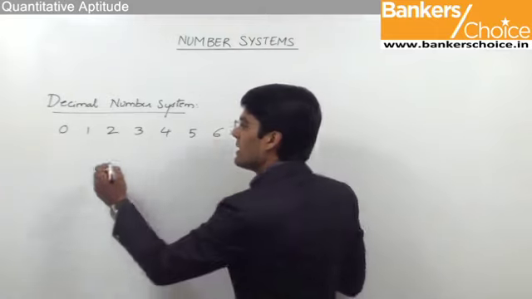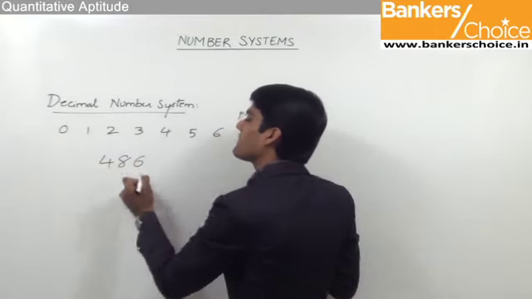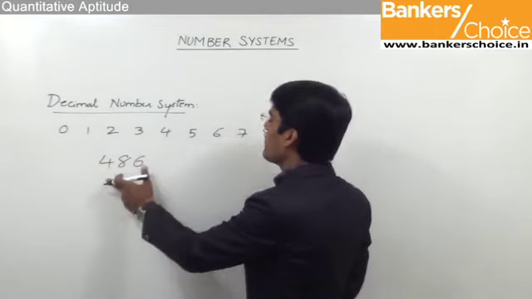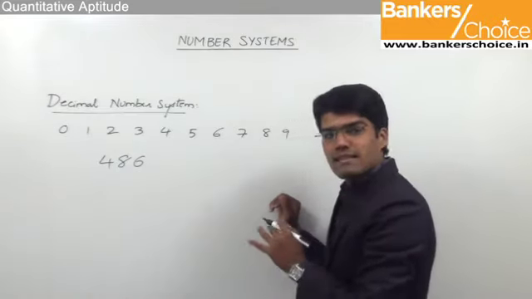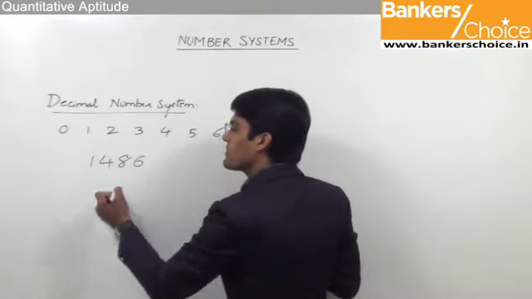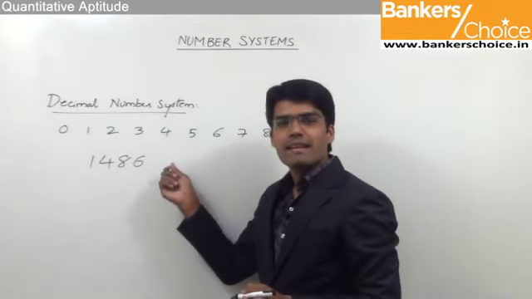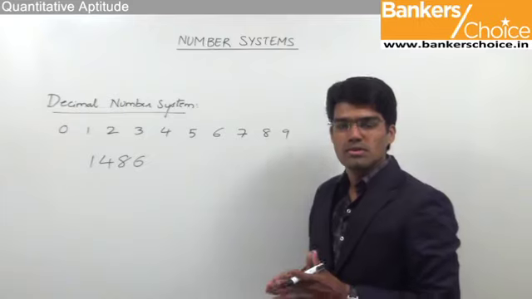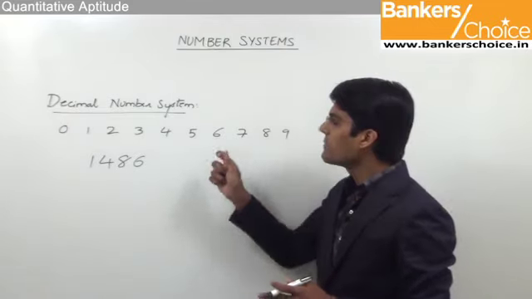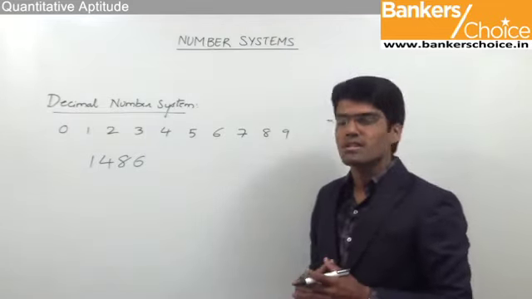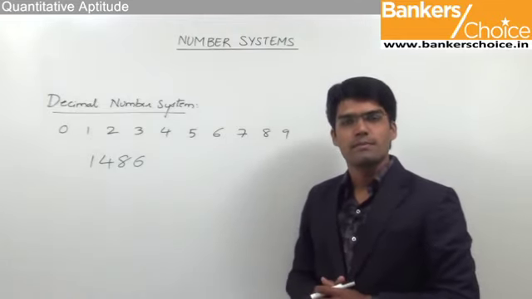For example, the number 486 is nothing but a combination of 4, 8 and 6. Similarly, let's say the number is 1486. Now this is a combination of 1, 4, 8 and 6. So whatever numbers that we use in our calculations are all made up of any of these 10 digits. Why? Because we follow the decimal number system.